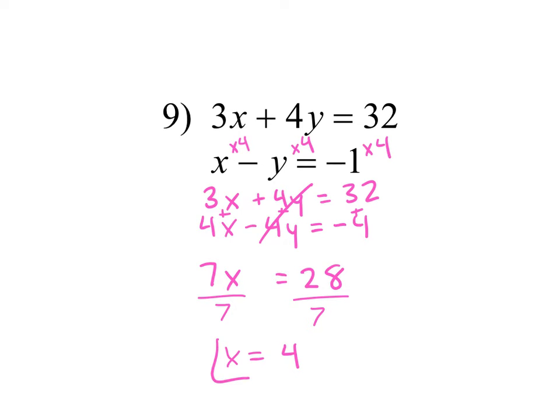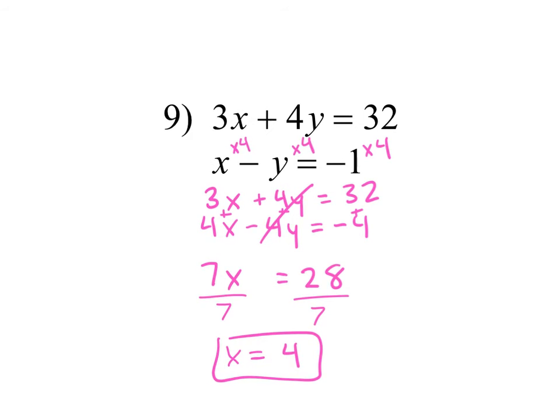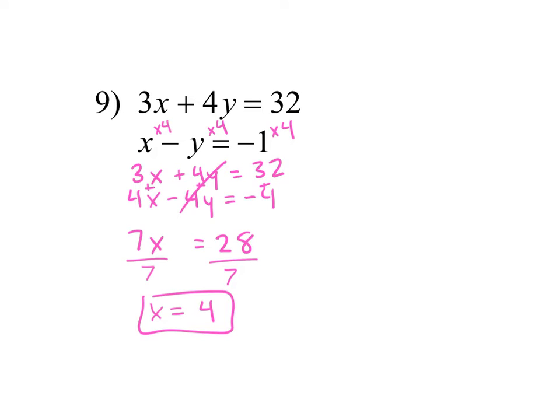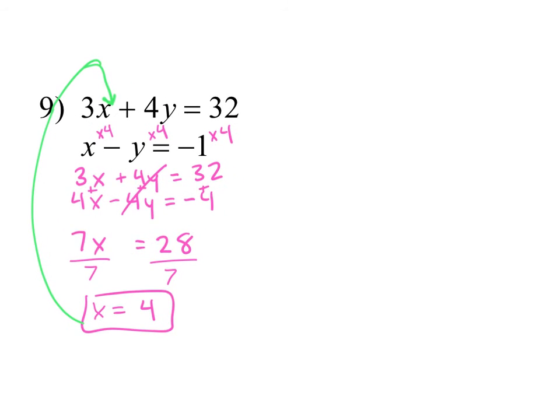So we have x is equal to 4, still need our y, so what do we need to do next? Plug it back in. What do you want to plug it into? The first one. Sure, let's plug it into the first. It doesn't matter as long as we plug it in for x. So we have 3 times 4 plus 4y is equal to 32.